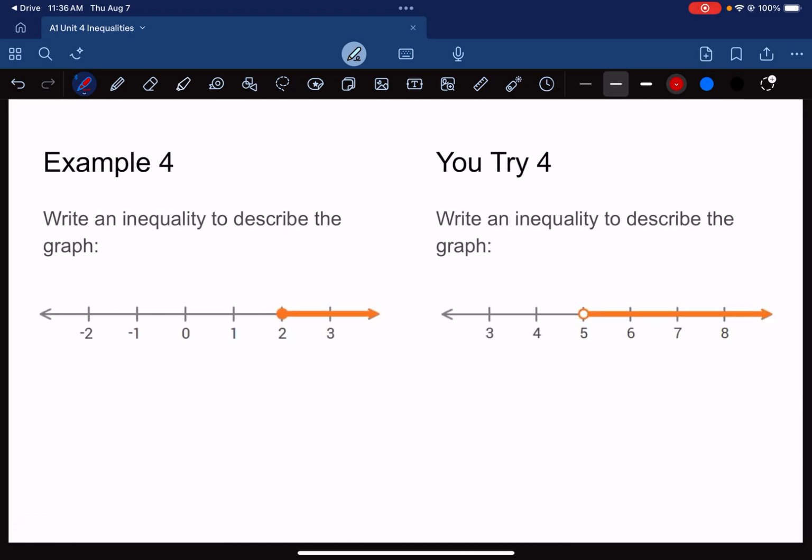Example 4, I've got a filled in dot here, so I've got x and 2, and they have shaded to the right. It means I want values that are greater than 2, and there's a filled in dot. You try the next one. We've got an x and a 5. They have shaded values that are larger than 5, greater than 5. So I'm saying x is greater than 5, but they did not fill in the dot, so I do not put the equal sign.